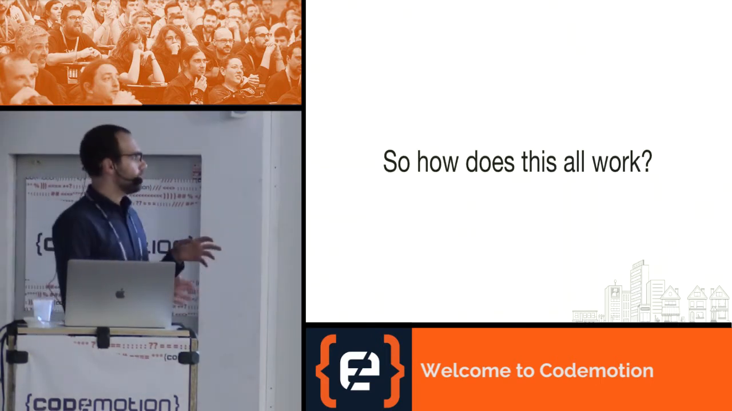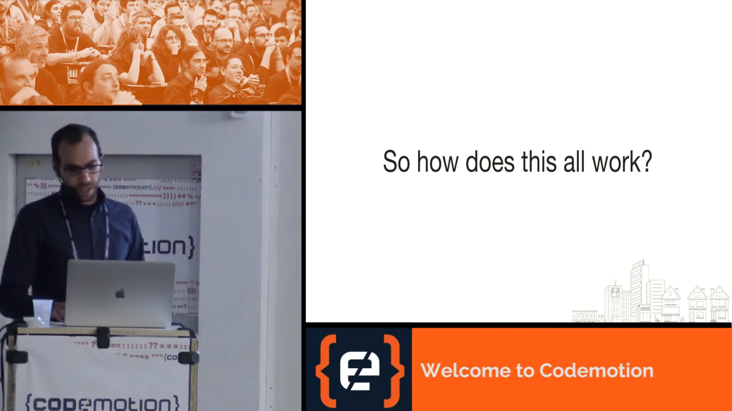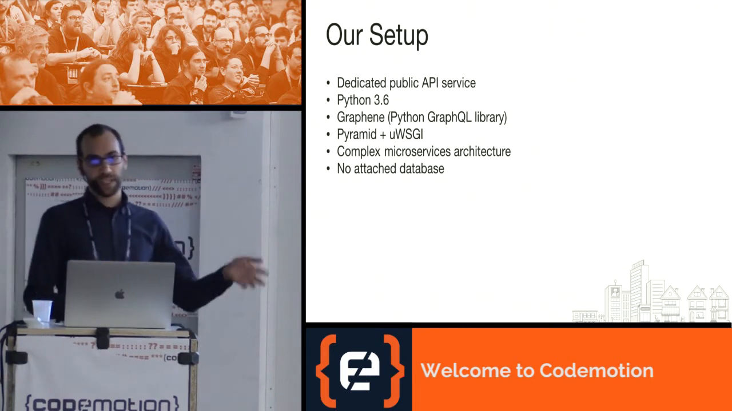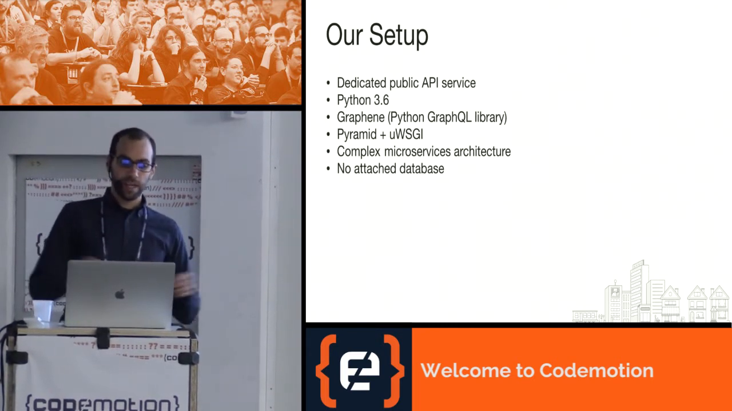So how does this all hook together? How does this all work? Our setup at Yelp is basically just this. We have a dedicated service that runs only the public API.